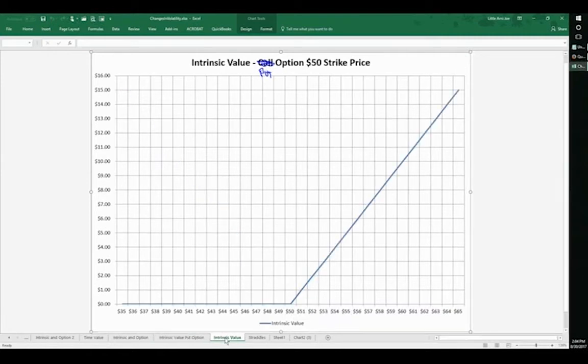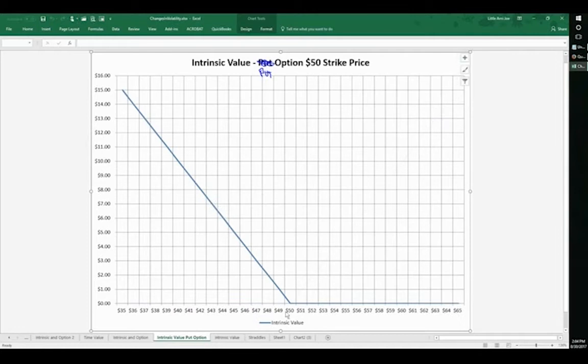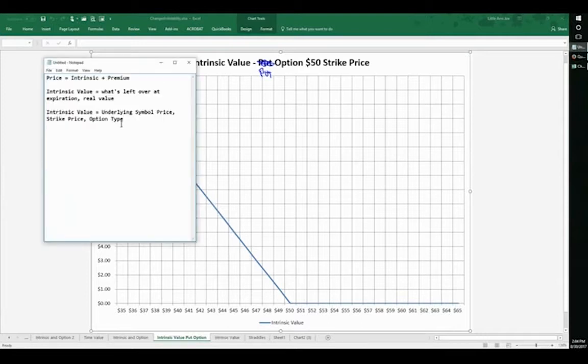And this is the intrinsic value for a call option. So the call option increases in value dollar for dollar once you hit the strike price, and the put is the other way around. When the underlying symbol goes down in price below the strike price, it goes up. It has an inverse relationship. So that's how the intrinsic value is affected.